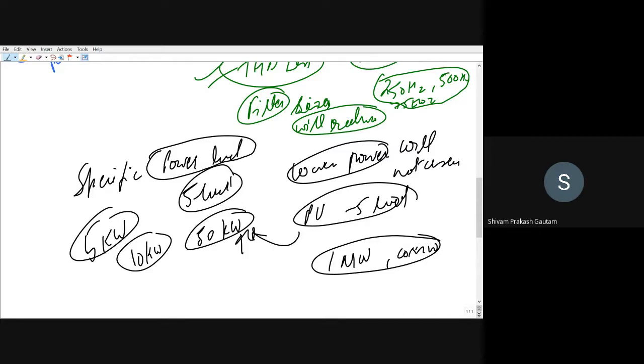So this is used in medium power level. These multi-level inverters are used in medium power. So you should be very focused about what is the power level that you want to use.